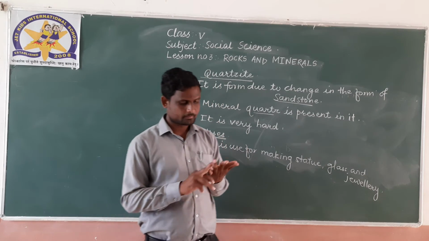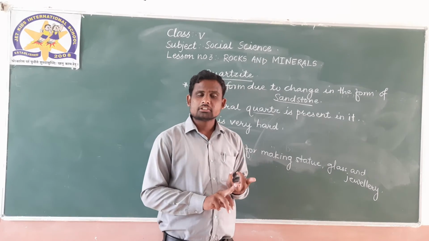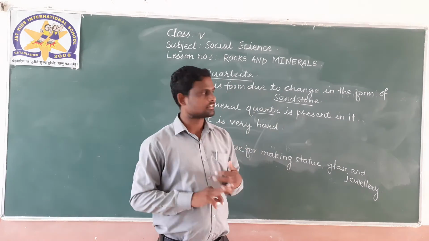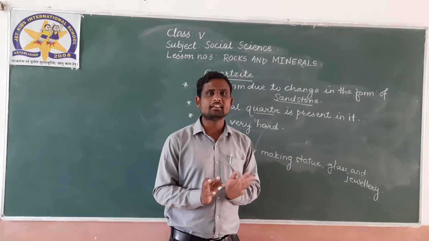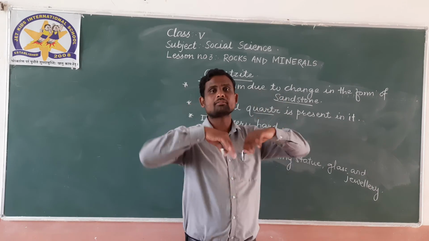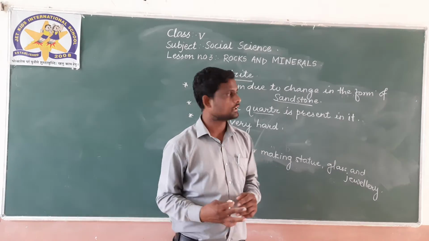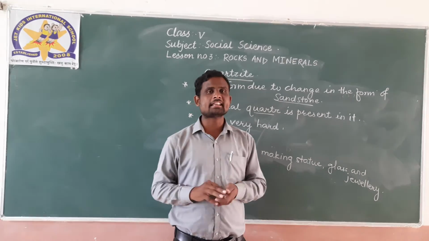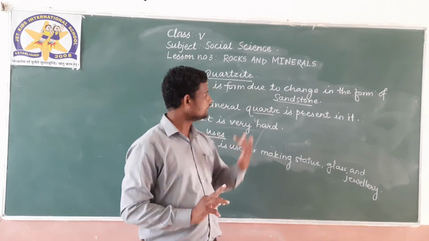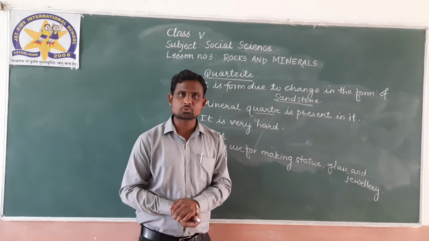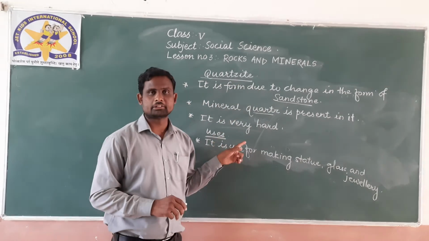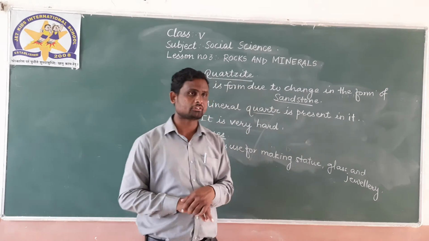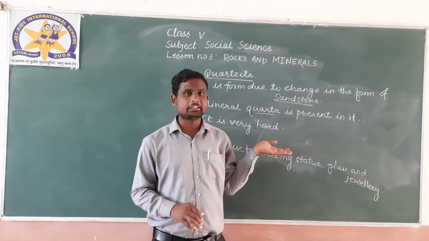So we have seen that slate is formed from what? Shale. Quartzite is formed from what? Sandstone. This means these rocks are formed from different types of rock. So today we have learned the information about two rocks, slate and quartzite. I hope you understood these points. Please note down all these points. Whenever I write something on the blackboard, you must write those points down.